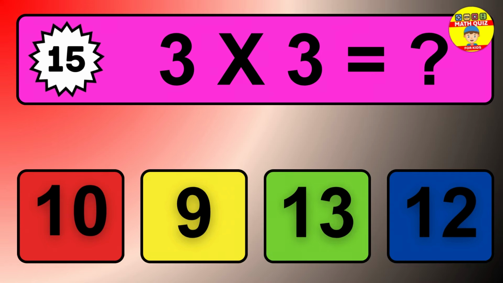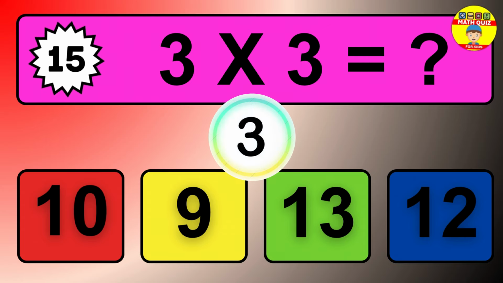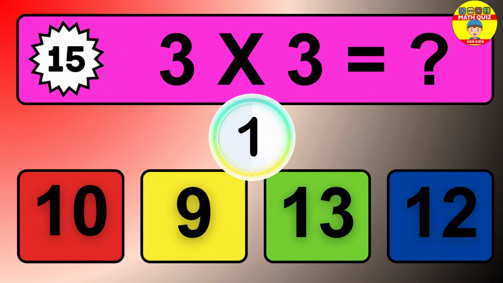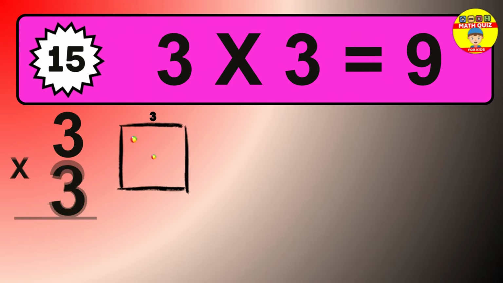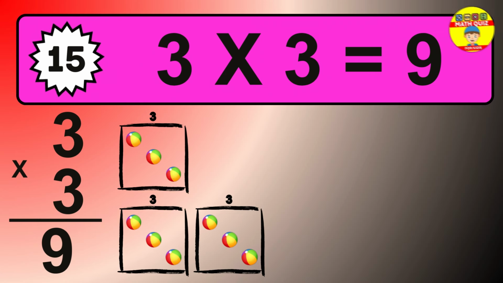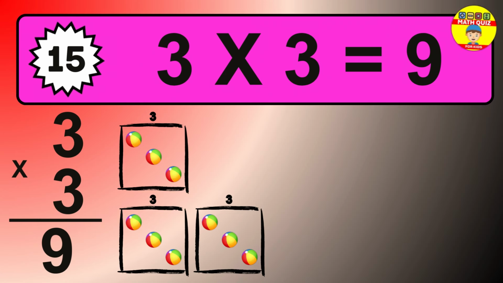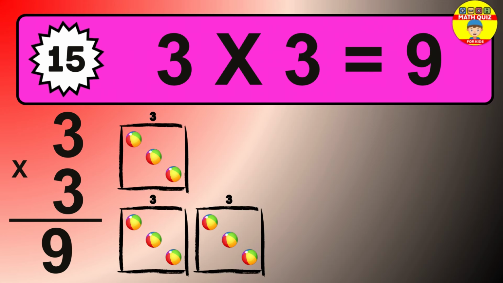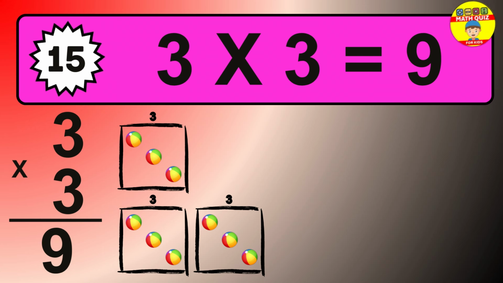Question 15. 3 times 3 equals what? So, the answer is 3 times 3 is 9. To calculate, we have 3 groups with 3 balls each one. So, how many balls do we have? 9 balls.